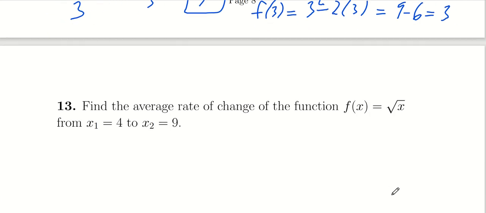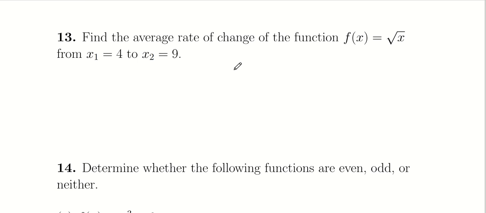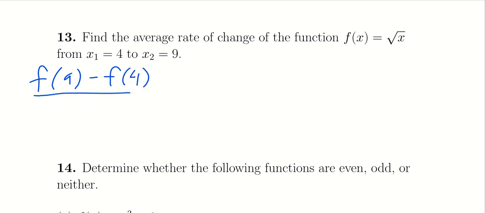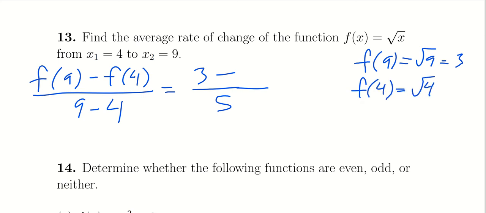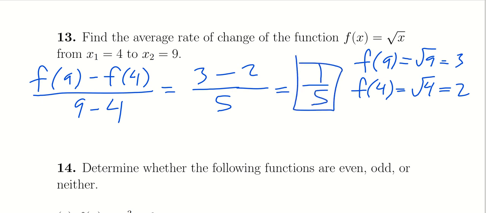Let's do another one. Let's find the average rate of change of f of x equals the square root of x from 4 to 9. This is going to be f of 9 minus f of 4, all divided by 9 minus 4. Let's come over here off to the side. F of 9, that is the square root of 9, which is 3. F of 4 is equal to the square root of 4, which is 2. So we get 3 minus 2, which is 1 divided by 5, or 1/5.